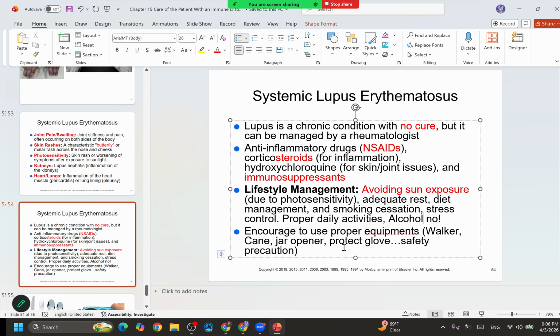All right, I encourage you to use the proper equipment like a walker, cane, the jar opener, the padded glove, and safety precautions, because they have lots of joint pain, and it also happens to their toes, their feet, their knee, and also their hip. So the joint is not stable because the deformities, okay, they attack their joint.